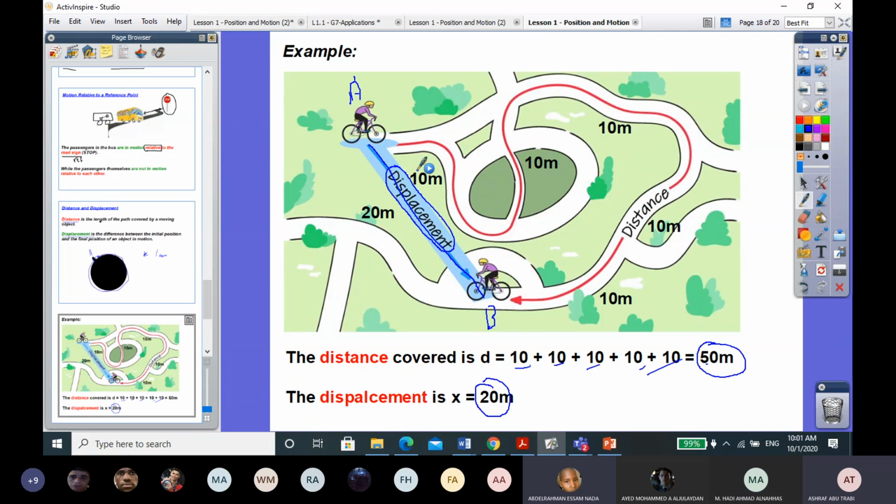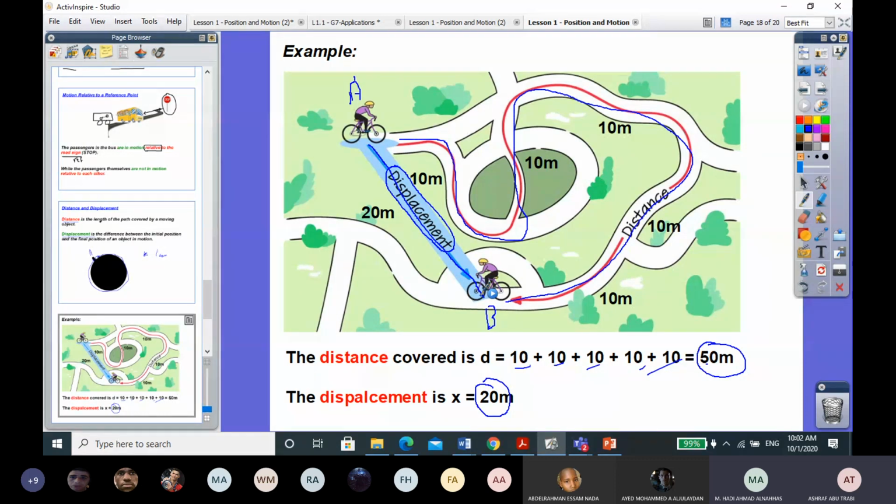Mister, didn't you say we can't go from here to here? How is the displacement 20? We cannot go directly from here to here. I'm finding the displacement, the distance covered from A to B. This is the real distance, guys. But I want now to know the distance. This is the real covered distance by the bicycle. But the actual distance in the map, let's say we have a map and this is the actual distance, we call it the displacement.